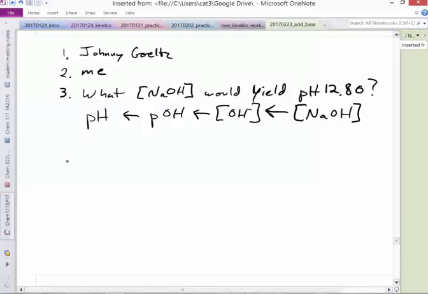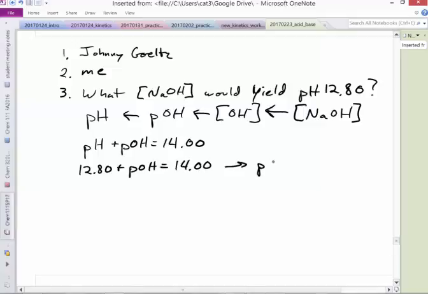I guess you'd go the other way, wouldn't you? Arrows are in the wrong way. That's okay. pH plus pOH equals 14. So 12.80 plus pOH equals 14. So pOH equals 1.20.